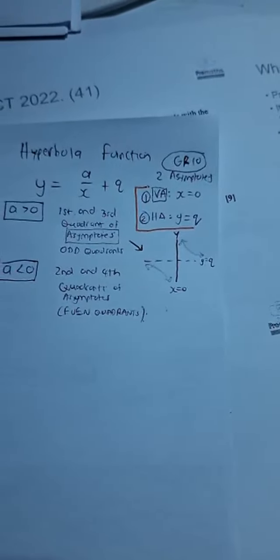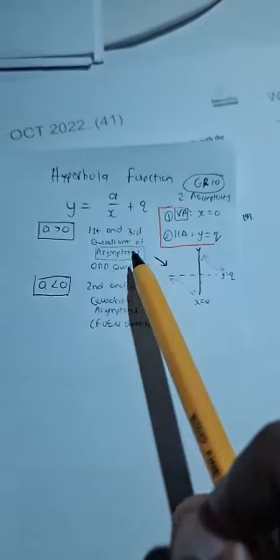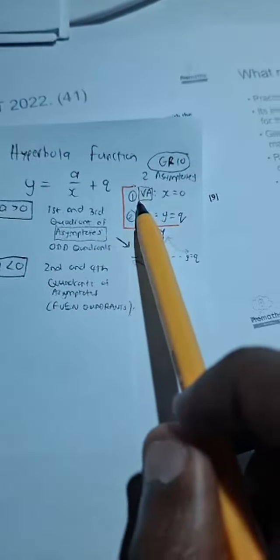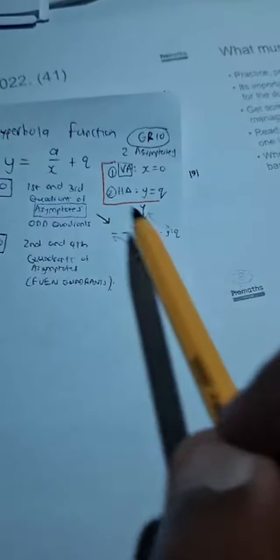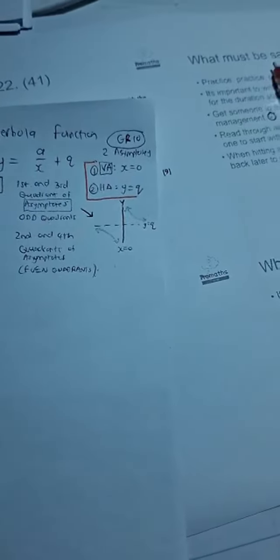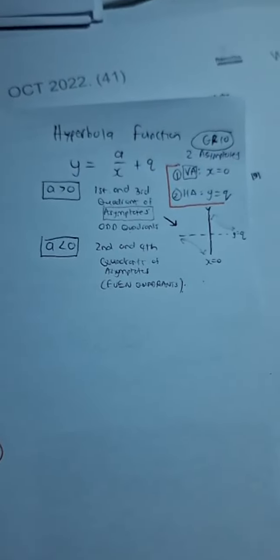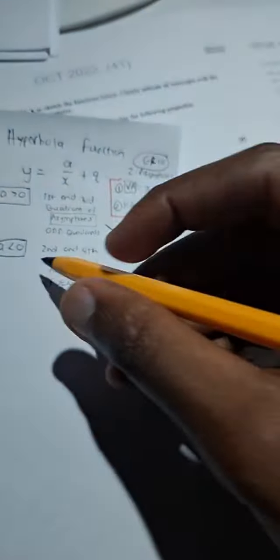That's what I mean. Okay, a greater than 0 means first and third quadrant. So you always need to sketch in your quadrants first, then draw. Okay, so I hope that makes sense. Then this one, a less than 0.